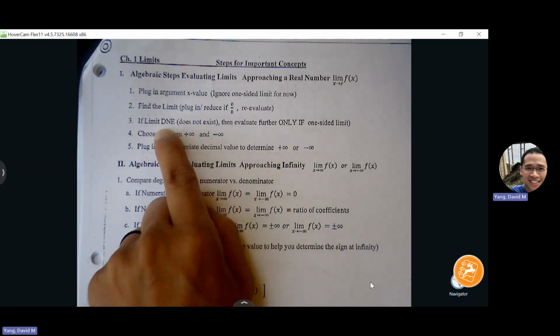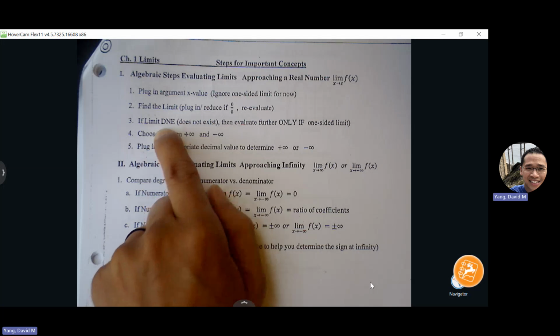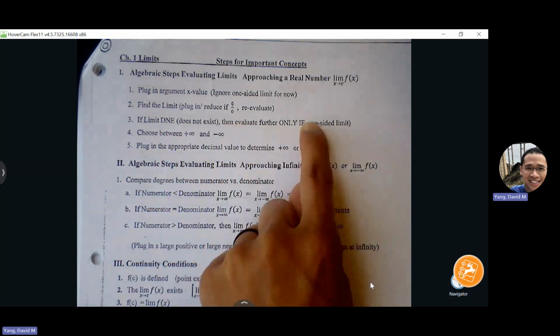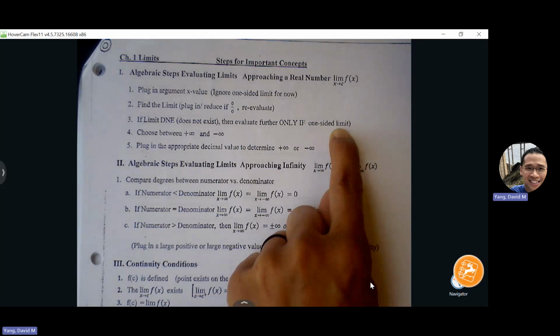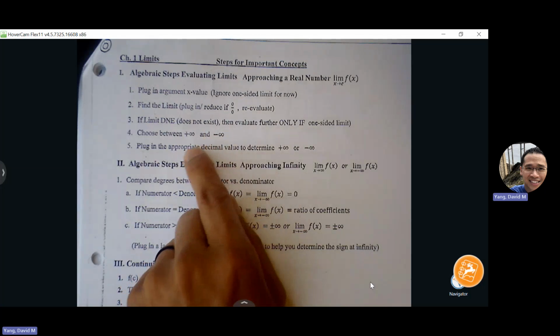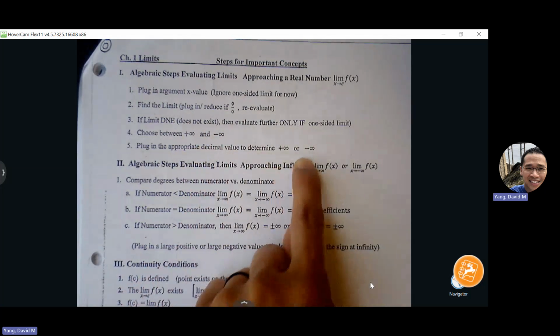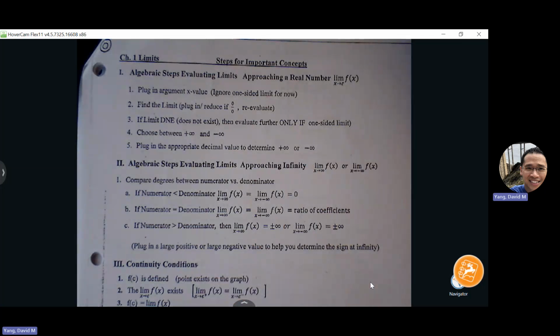If it's like a vertical asymptote, like 10 over 0, 8 over 0, if that's the case, then the limit does not exist, and we say DNE. Unless it's a one-sided limit, then we have to look at decimals and then choose between positive and negative infinity. So if you see a one-sided limit, don't jump into decimals too soon. Convince yourself that there's a vertical asymptote there before you do that.